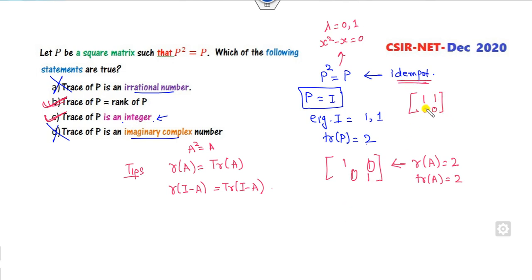Fine. So clearly, if this is my P, then what is P square? Again P. So what are the eigenvalues? Eigenvalues are 1, 0. What is the rank of this matrix? 1. Trace is 1. So you can say this is always 2. So B and C are the right answers of this problem.